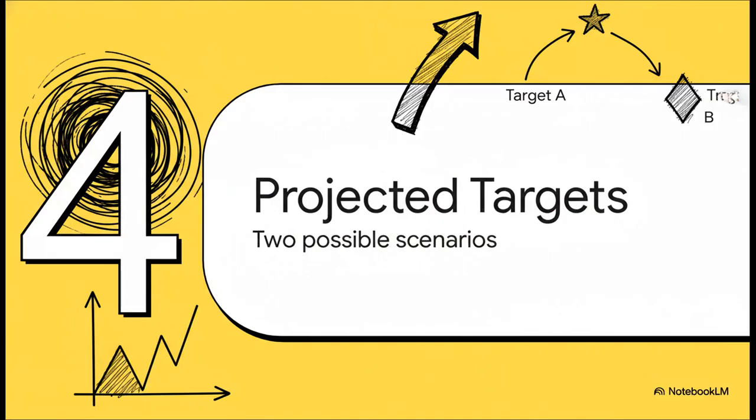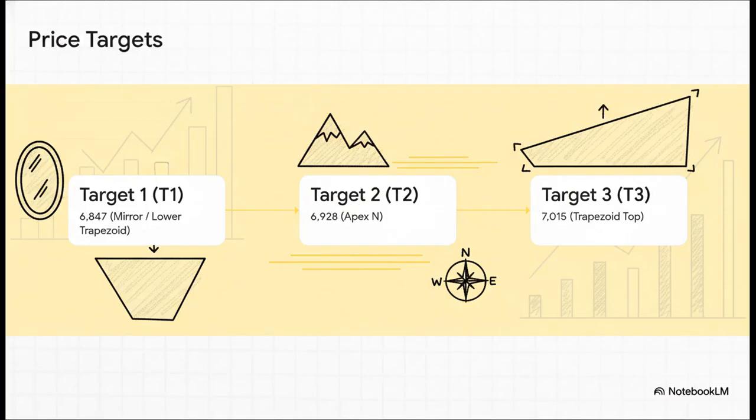All right, now let's shift gears and look at the projected targets. This section is all about the model's predefined price targets, and it outlines two different scenarios that could play out. So the model gives us three very distinct targets. We have target 1, or T1, which corresponds to the mirror line, and that's set at $6,847. Target 2, T2, is at apex N, sitting at $6,928. And finally, target 3, T3, which is the trapezoid top, is at $7,015.